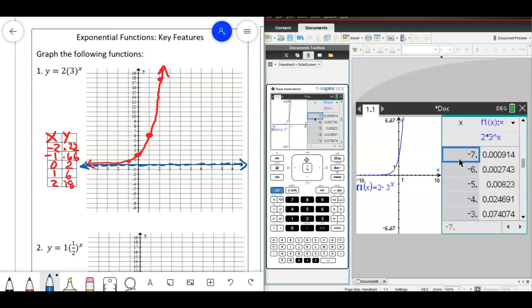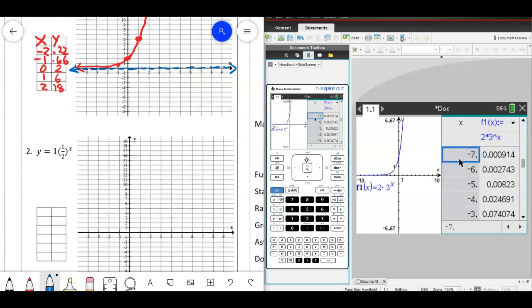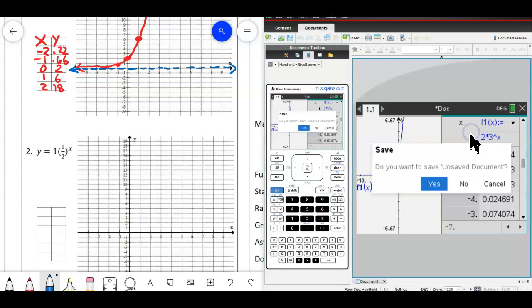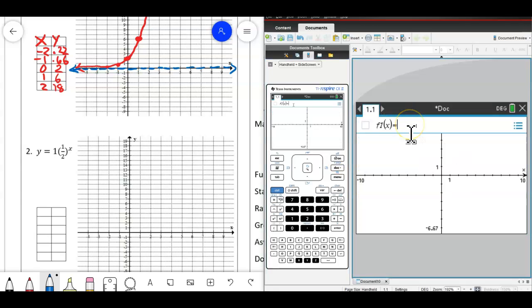Now, let's do the next one. What do you notice about the b value on number 2? The fraction, is it less than 1? Yes. A half is less than 1, so it's going to be exponential decay, right? We can tell already, but let's go ahead and graph it. Everybody ready? Some people ain't ready. Let's do this, all right? New document, don't save it, add a graph, okay?